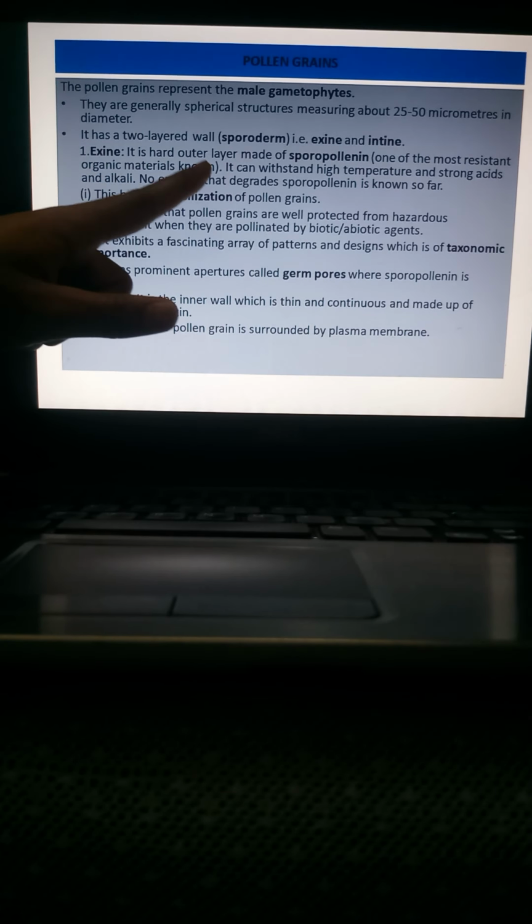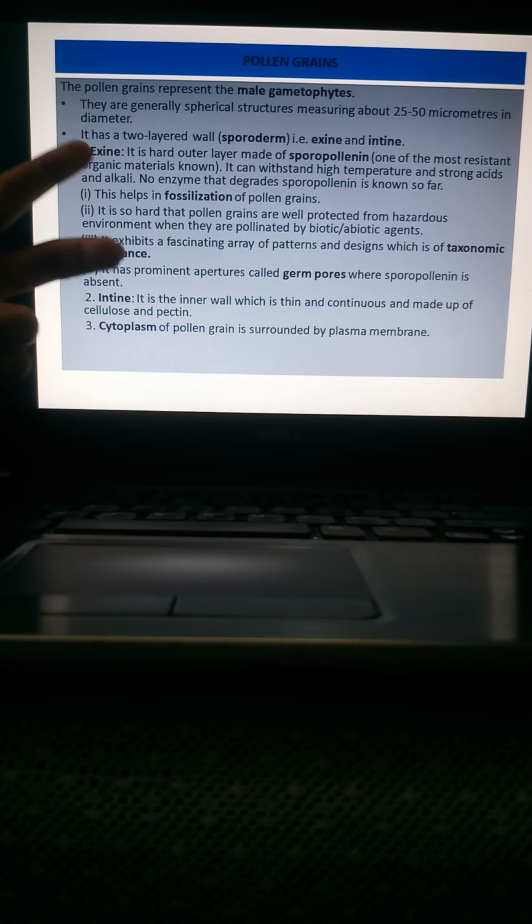Exine is the hard outer layer which is made of sporopollenin, one of the most resistant materials ever known. It can withstand high temperature, it can withstand strong acids and alkali. No enzyme degrading sporopollenin has been known till date. This is the reason why pollen grains have been fossilized. Fossilized means they have been preserved for ages and ages because of this resistant material which is present in their outer wall, which is sporopollenin.